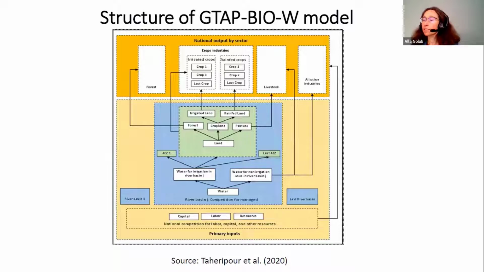This figure represents economic activities that use land and/or water within a region of the GTAP-BioW model. Within each region of the model, there is a national competition among industries for labor, capital, and resources other than land and water. Land in each region of the model is split into agroecological zones, and competition for land within a given AZ across users is constrained to include activities that have been observed to take place in that AZ.